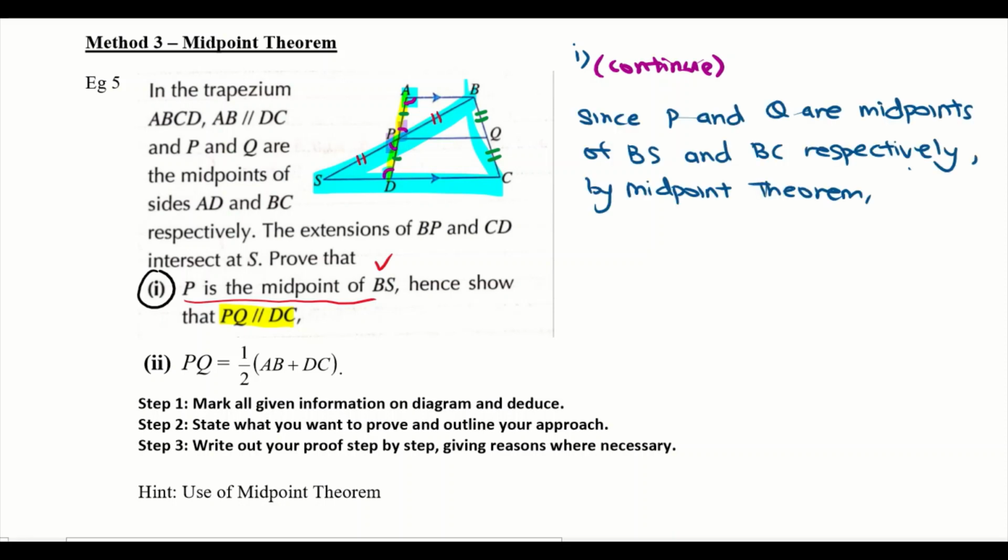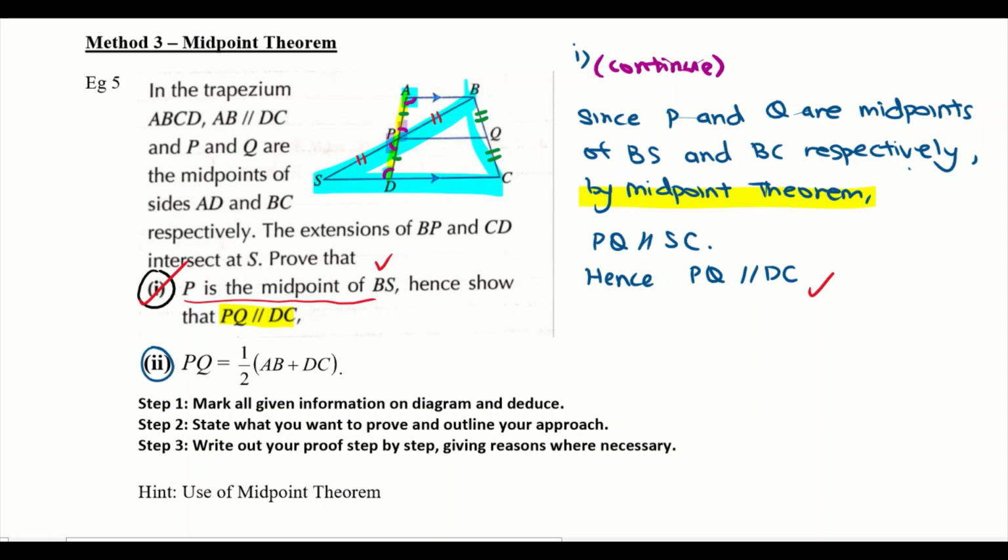So, since P and Q are midpoints of BS and BC respectively, and we have proven that, then by midpoint theorem, we can actually show that PQ will be parallel to SC, which means that PQ will be parallel to DC, since DC is part of a line segment of SC. So we're officially done with part 1, and now let's take a look at part 2.